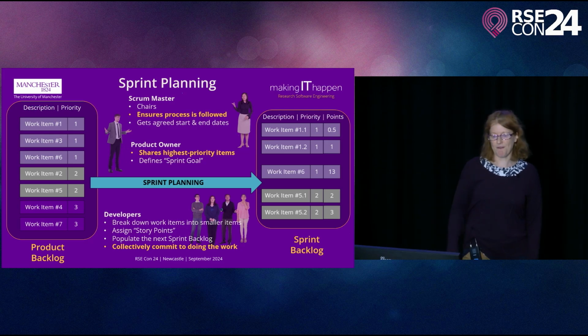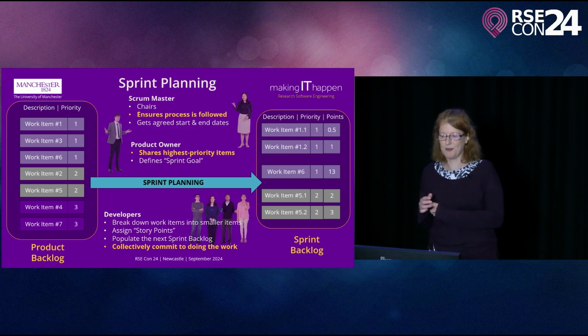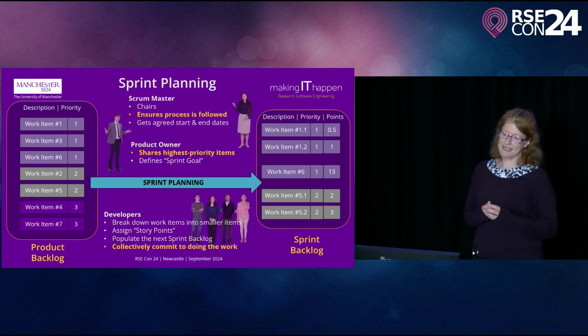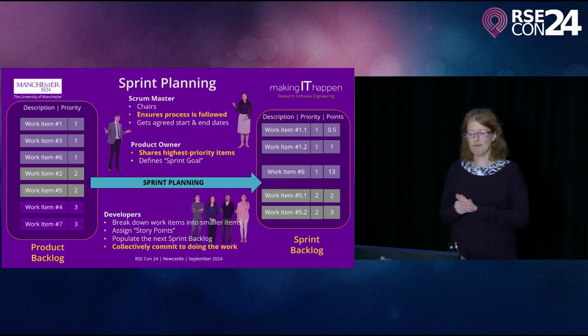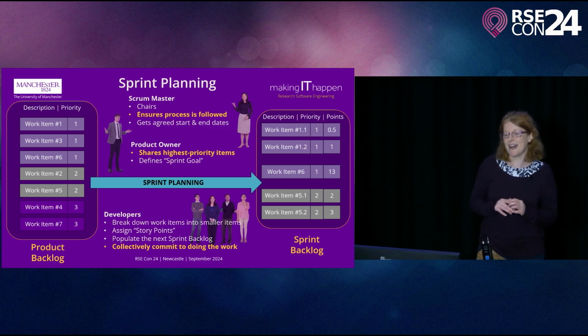So how do we get from a product backlog, which was the first list I mentioned, to the sprint backlog, which is owned by the development team? So we have something called a sprint planning session. I'll talk through now some of the meetings in Scrum. The biggest one is the sprint planning. The Scrum Master chairs it, and they ensure that the process is followed. They get agreed start and end dates.